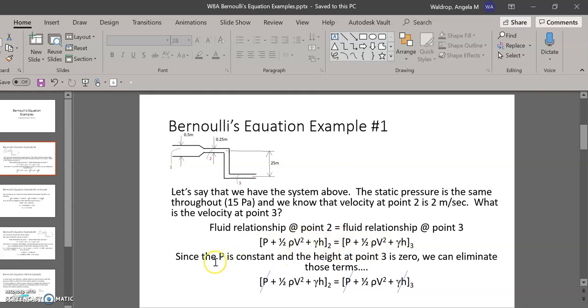Now since the P is constant, it can drop out. So you can see we've crossed out the P. The height at point 3 is going to be 0. The height here at point 2 is 25, because we know it goes up 25 meters. Since this height here is 0, that crosses that term out. This helps simplify the equation so we can solve it a little bit easier.